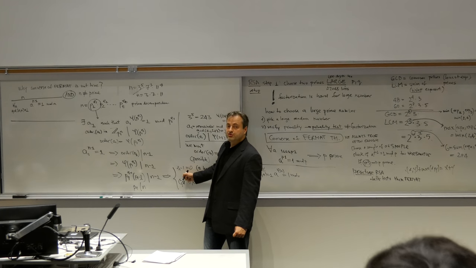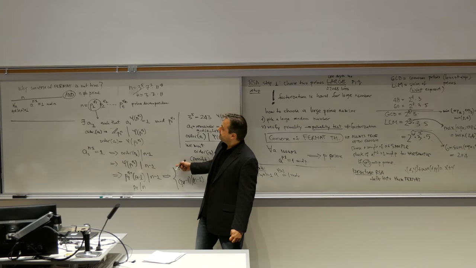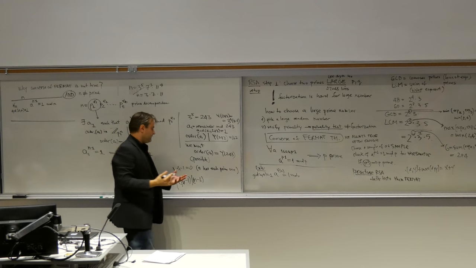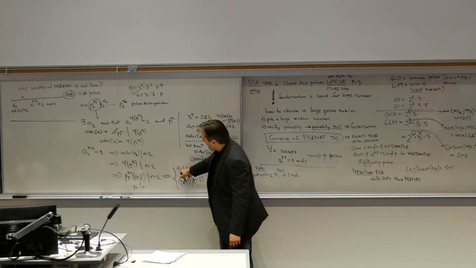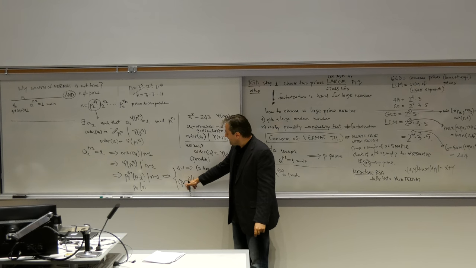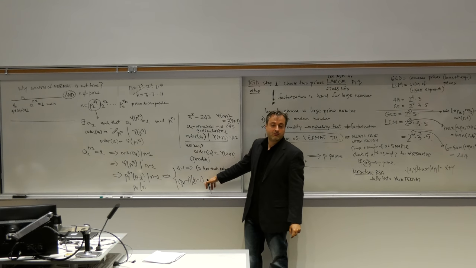Those are the conditions that make this possible. The two conditions: all the primes in n have to have exponent 1. They can't have exponent 2, 3, 4, nothing, just 1. And p1 minus 1 has to divide n minus 1.